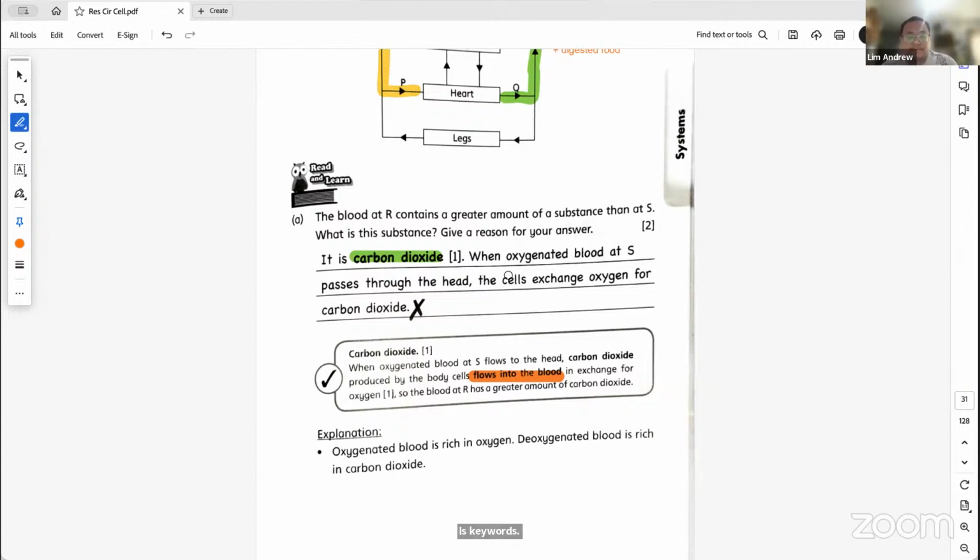These students here put "exchange oxygen." In fact, in English, it's correct. However, for science, it's wrong because it did not tell the examiner how they exchange. Does the cell use its hand to give the oxygen to the blood or what? Is it flowing through, or does it just stay there and wait for the deliveryman to collect? So therefore, the keyword is "flows into the bloodstream."